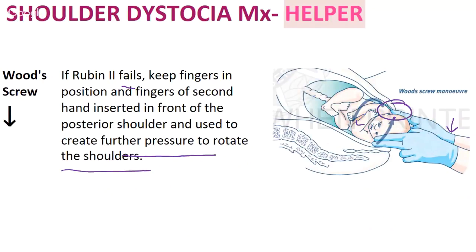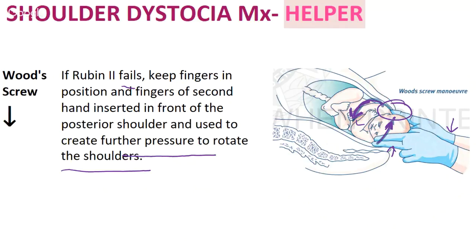Okay, so wood screw. If Rubens 2 fails, so I'll rub all of that out. See, your Rubens 2 finger is still there. So you're still in Rubens 2 position. Okay, then you get your other hand, which is here, inserted in front of the posterior shoulder. And what you're trying to do, you can see the arrows there, you're trying to rotate the baby around. So this finger is pushing in that direction, while the other finger is pushing in that direction. That's why it's called a screw, because you're rotating the baby around, much like a wood screw.